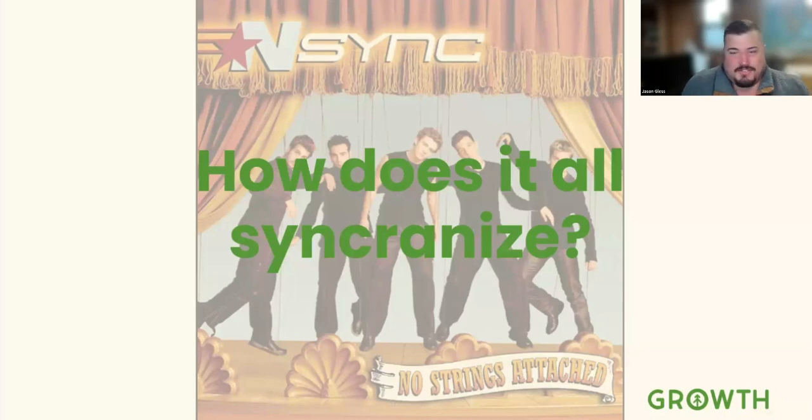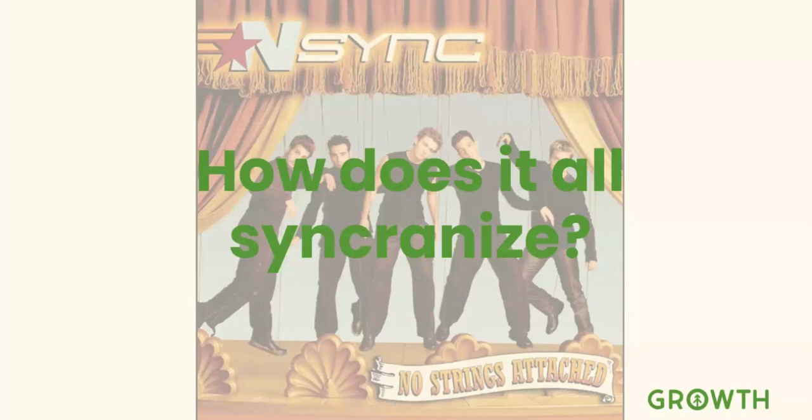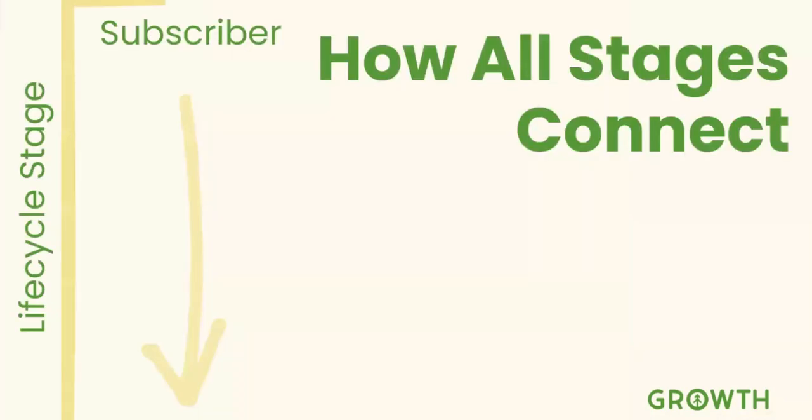So how does it all sync together? How does it come together? Let's look at a more visual part of this. And this is how all those life cycle stages connect. So at the top, we start with subscriber. Obviously, we know we do what we need to hit there. We come into a lead. We're continuing to nurture to a marketing qualified lead. Then they get to sales qualified lead.